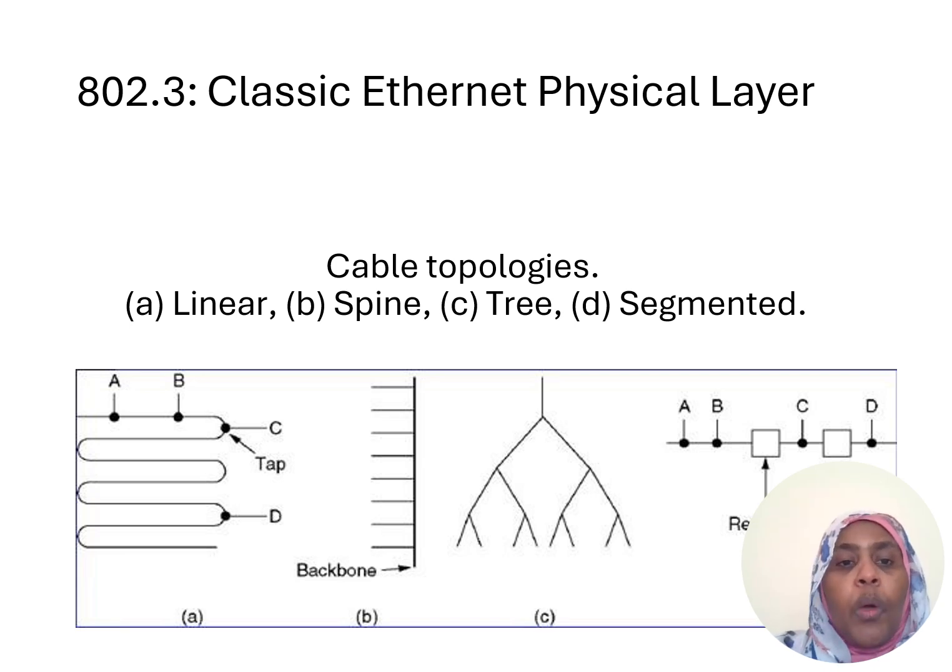There were four physical layer topologies. The first was linear, where all the stations were directly connected to the cable, and that means if one station was down, the whole cable was down. Then the backbone topology, where stations are connected to a backbone, and that means when a station is down, only that one station is down. Then came the tree topology. Last but not least, the segmented topology, segmented by hubs or repeaters.